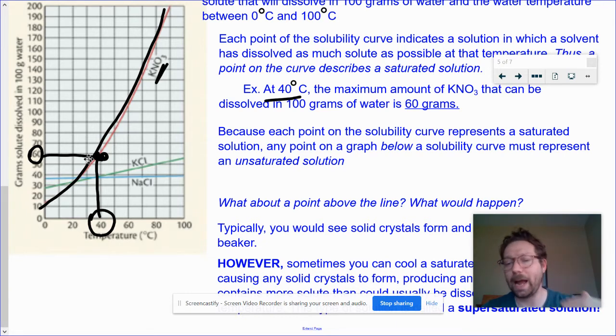Now, what could you do? How would you be able to dissolve more? The answer is simply heat it up. So if I tried to dissolve 70 grams of KNO3 at 40 degrees, only 60 grams would actually dissolve. The rest would not. But if I heated it up, I said 70, so if I go over, I see that 70 is at about 45 degrees. So if I heat this up 5 more degrees, I would be able to dissolve that last 10 grams. So that's just an example of how temperature can change the amount of stuff you can dissolve.